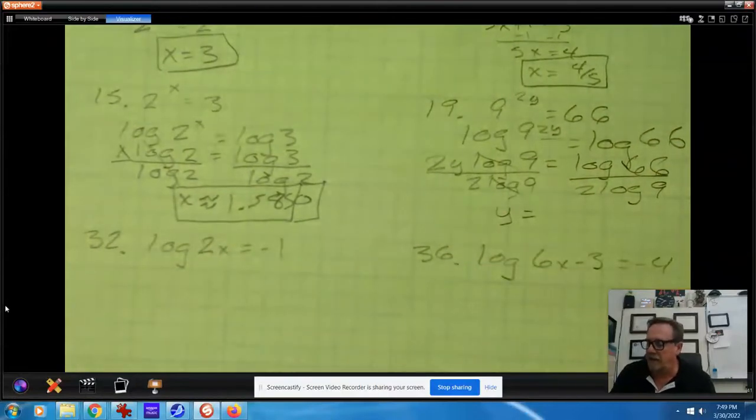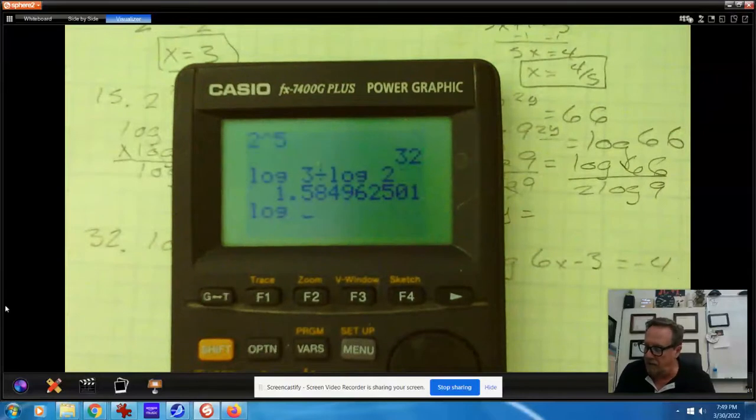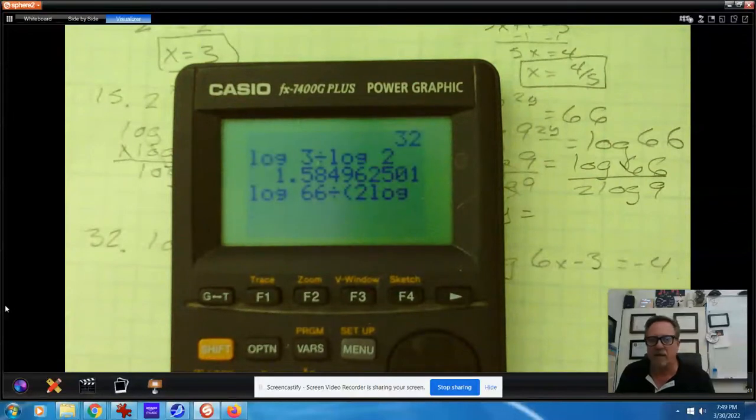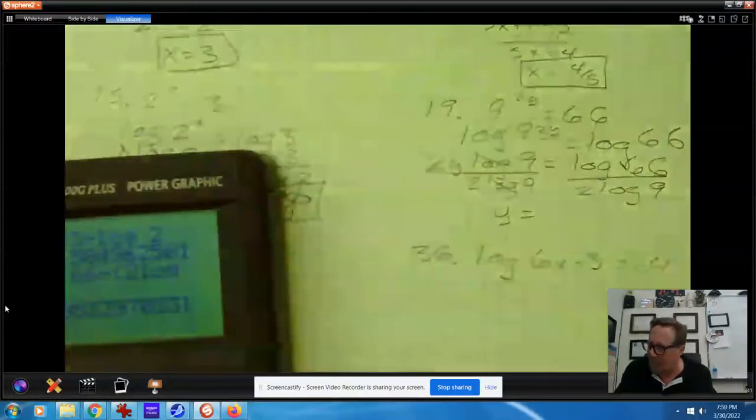And on the other side, we need to actually do that. So we'll take the log of 66 and divide that by, and I'm going to put this in parentheses to make sure that everything works out right, 2 logs of 9. That tells me it's approximately 0.953. How far do we need to go? We'll stop at 4. 0.9534.